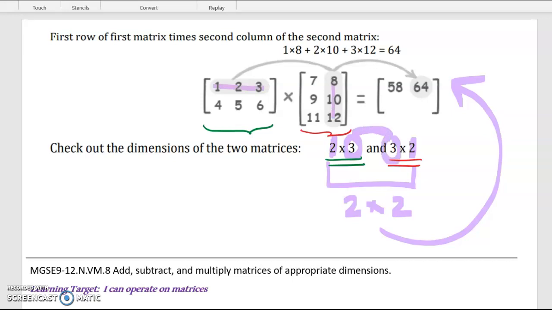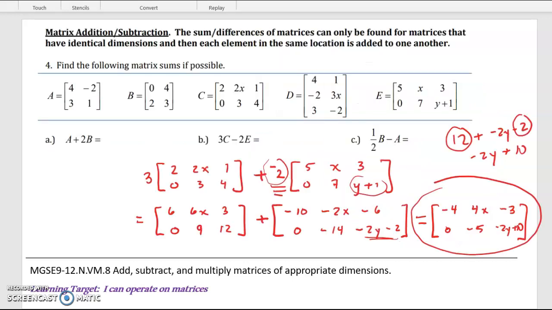These numbers have to match, right? If those numbers don't match, right? If the second dimension of the first and the first dimension of the second matrix don't match, it's incompatible. You cannot multiply. All right? And we'll see an example of that. So let's do another example, and what I just said will make a little bit more sense.